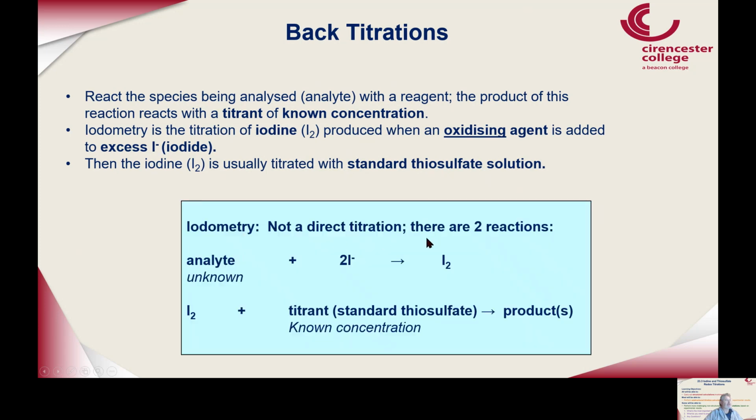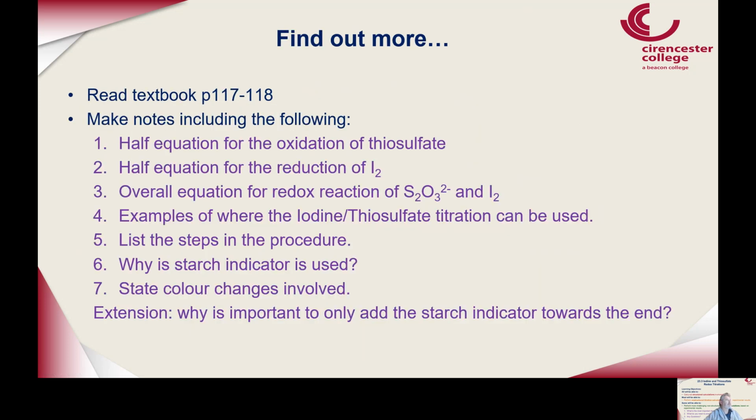Okay, so it's not a direct titration. There are two reactions. We take our unknown, we react it with iodide, and we produce iodine. And then the iodine is reacted with thiosulfate, which we know its concentration. So we can work out how much iodine we have got, and the iodine comes from reacting our analyte with our iodide. Okay, so it's a back titration. We work out this, we work out that, and once we know this, we can work out this. That's why it's called a back titration, because we're going backwards to work out the analyte.